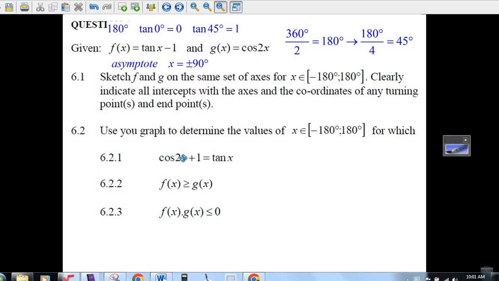Well, that's weird. Where does this come from? Oh, you see that tan x minus 1? If we just subtract 1, they're really asking you to figure out where cos 2x equals tan x minus 1. They just put it in a funny form.